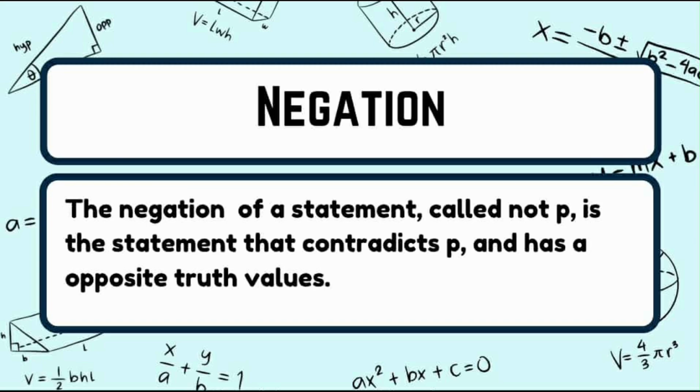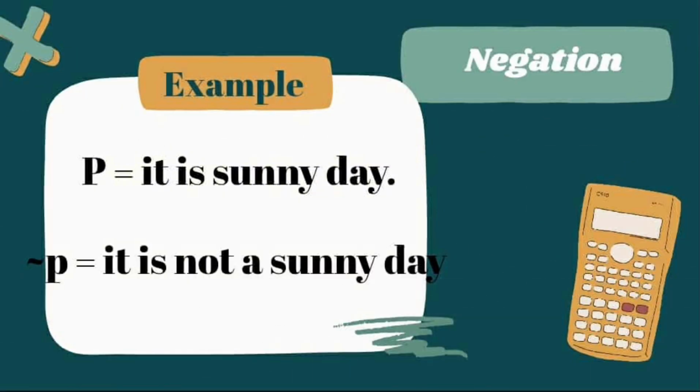Negation. The negation of a statement, called not P, is the statement that contradicts P and has opposite truth values. If our P is "It is a sunny day," let us find its negation. That will be not P, or "It is not a sunny day."